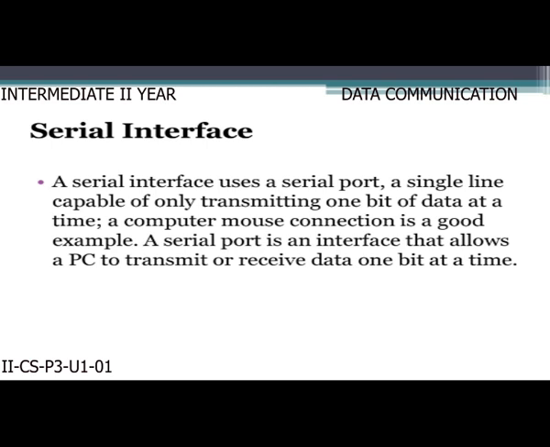A serial interface uses a serial port, a single line capable of only transmitting one bit of data at a time. A computer mouse connection is a good example. A serial port is an interface that allows a PC to transmit or receive data one bit at a time.